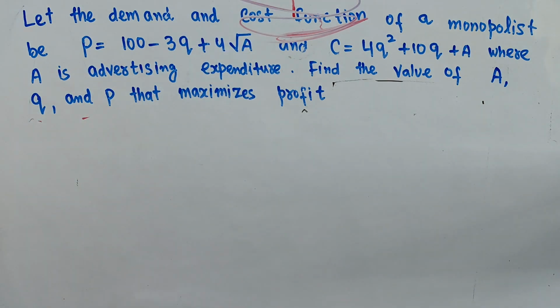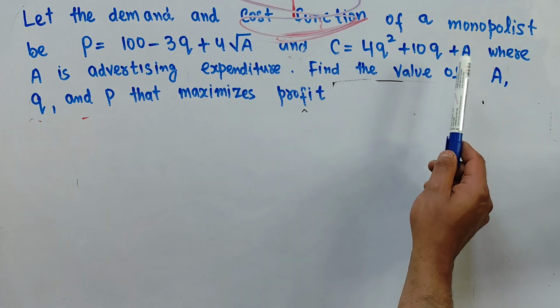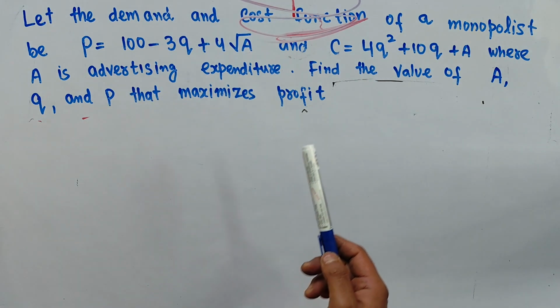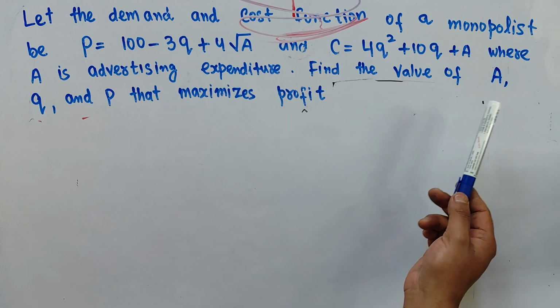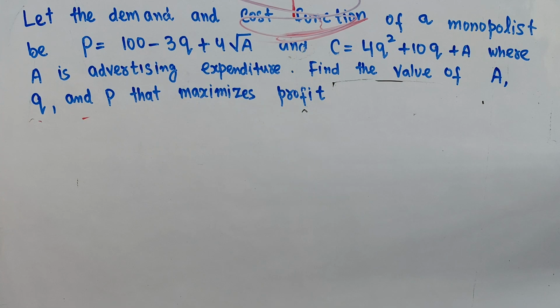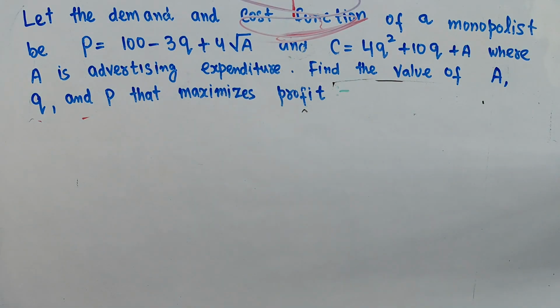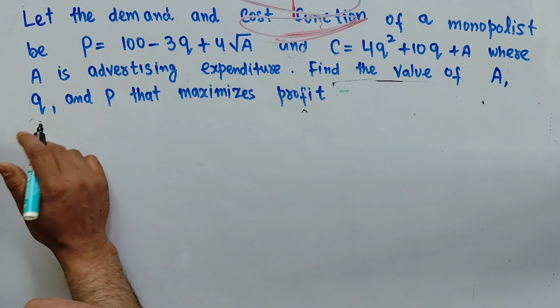This is the demand function for the monopolist, and its cost function is C = 4Q² + 10Q + A, where A is the advertising expenditure. We have to find the value of advertising expenditure, output and price that maximizes the monopolist's profit. So first, we will find the profit function for the monopolist.